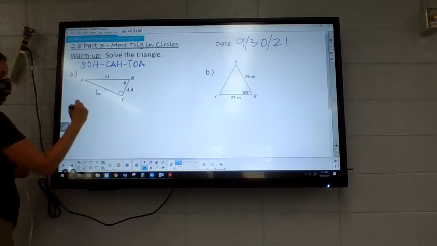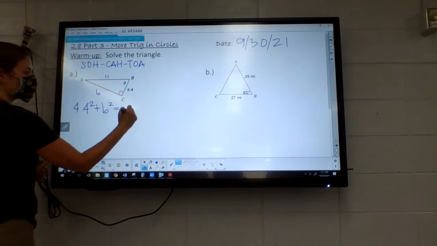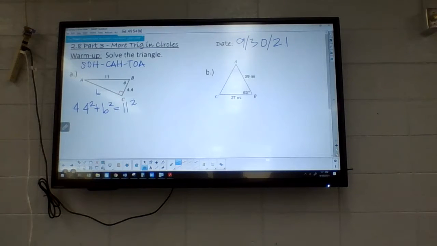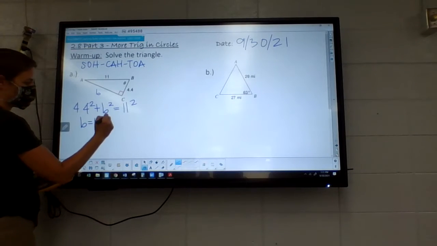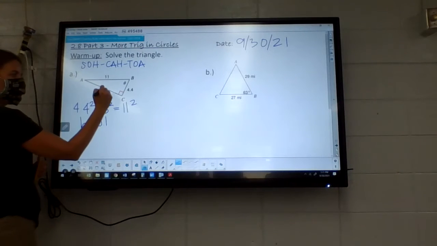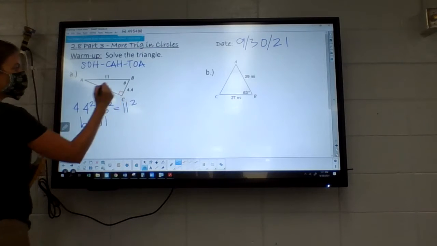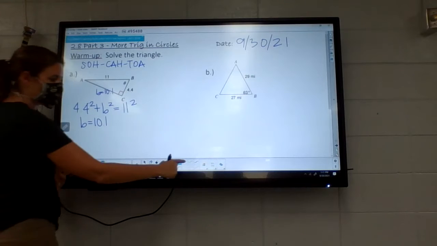So I would do 4.4 squared plus our b squared equals 11 squared. So I get b is about 10.1. And again, I didn't have to use any kind of crazy trig formula for that. Once I know that, then I'm going to find that angle using SOHCAHTOA. Again, when I do this, I try to stick with the numbers that are a little bit more exact. So I'm going to work with the 4.4 and 11.